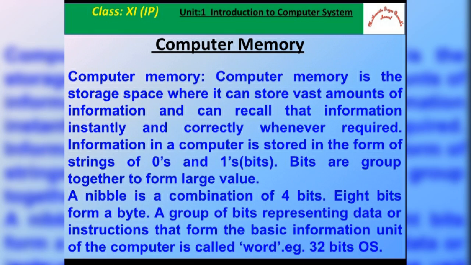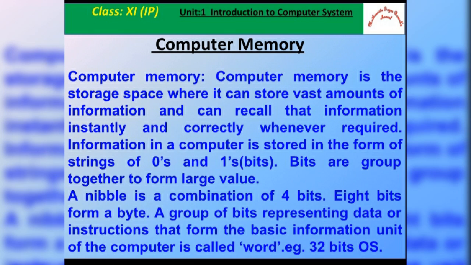Information in a computer is stored in the form of zeros and ones. They are called bits. Bits are grouped together to form a larger value. 8 bits form 1 byte. Each byte represents one character, for example A, B, C, etc. The combination of bits is also used to store instructions and data in the computer memory. A nibble is a combination of 4 bits. It can store one decimal digit in its binary form.